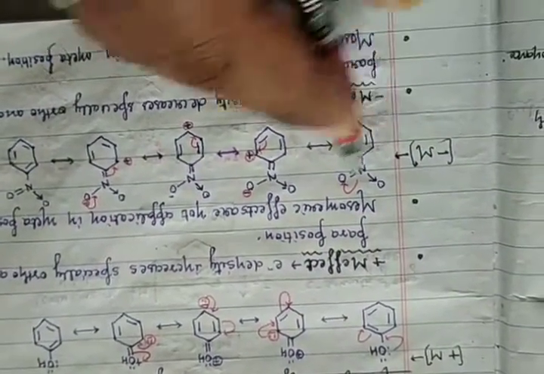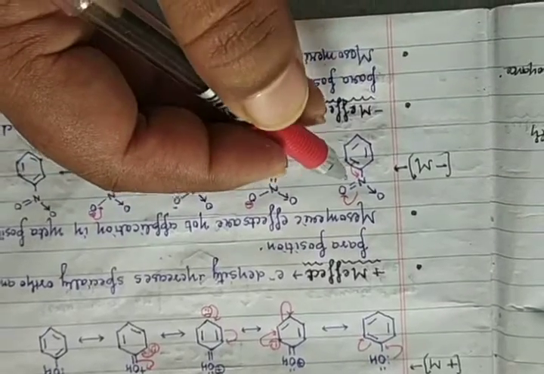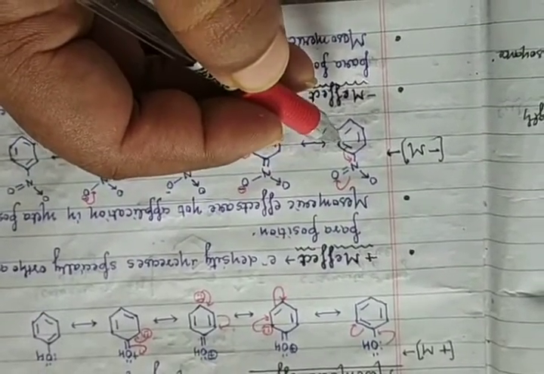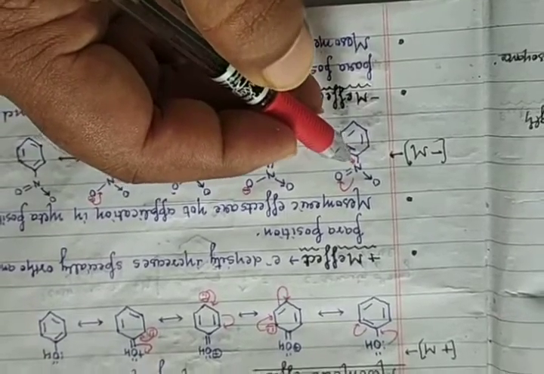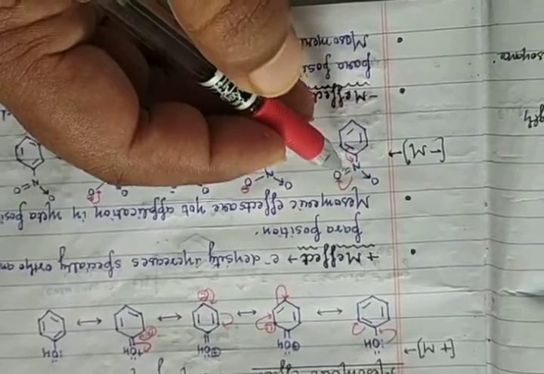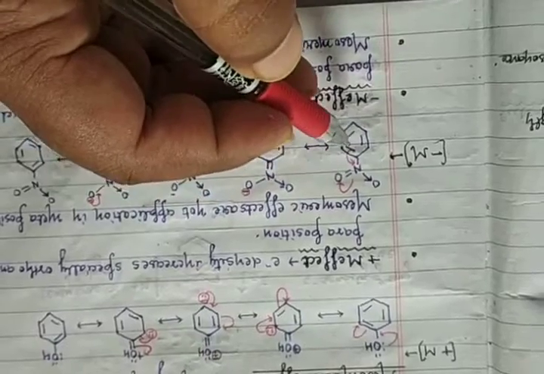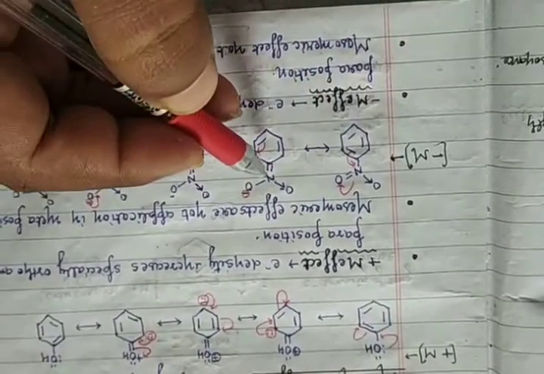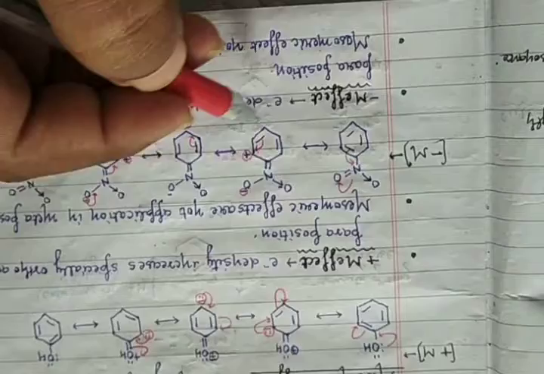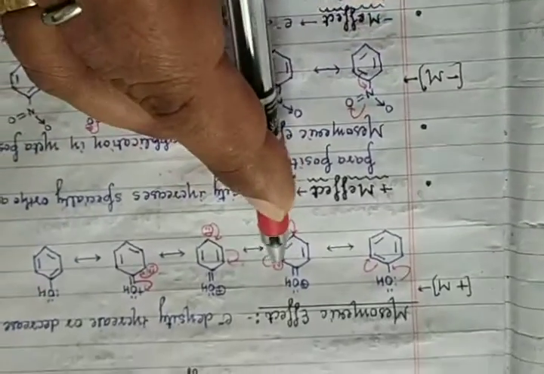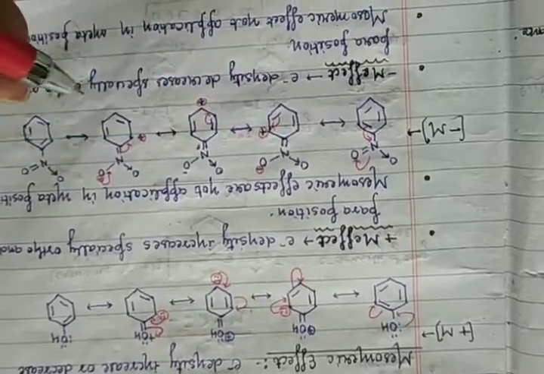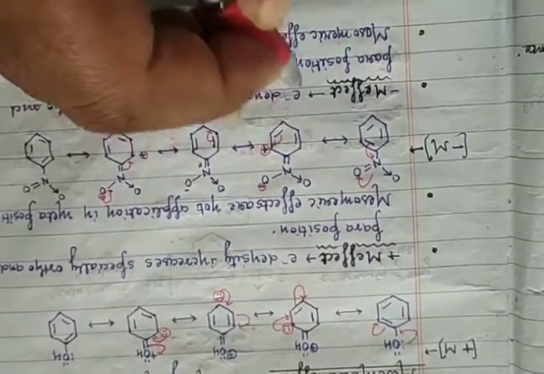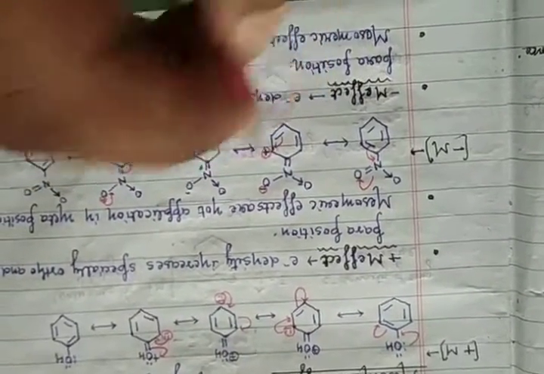And same for minus M. Look, it withdraws the electron from the nucleus. It withdraws the electron from the nucleus. Look, it is withdrawing its electrons. So now oxygen accepts the electron. So now in this case, look, positive charge delocalization. In this case negative charge delocalization. In this case positive charge delocalization. It means electron density decreases.